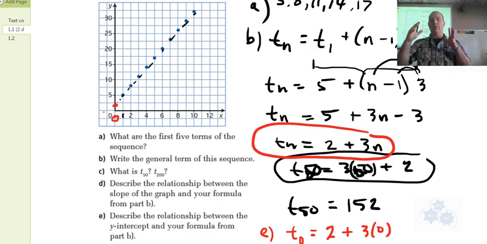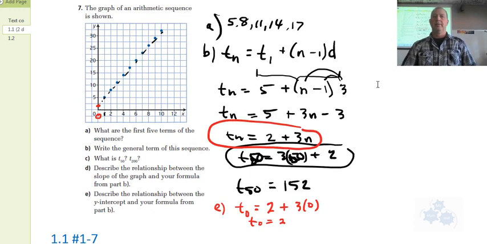Okay? So the y-intercept is the constant in the general term, whatever that constant is. The y-intercept is the constant. Okay? Any questions on that?